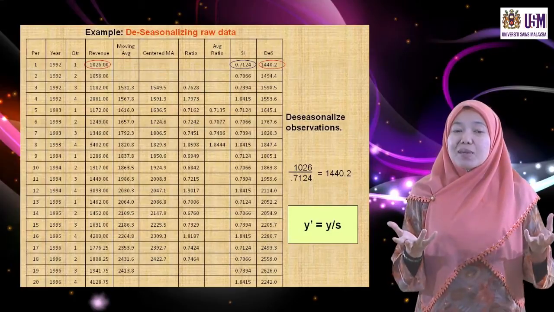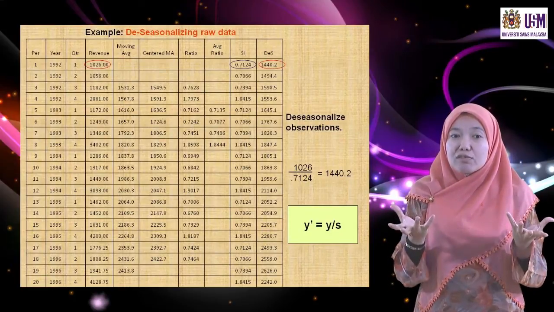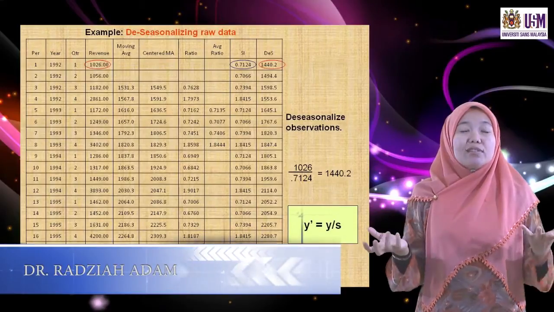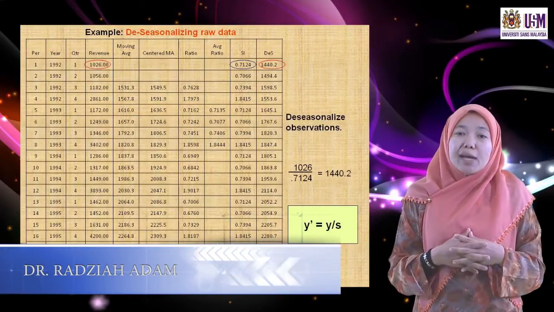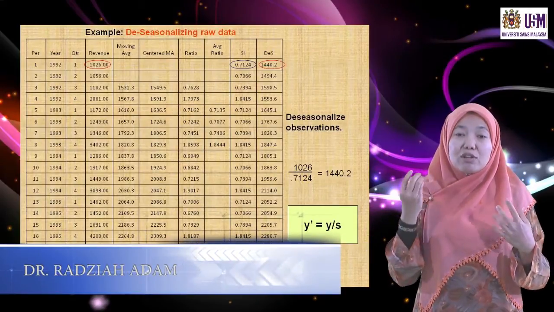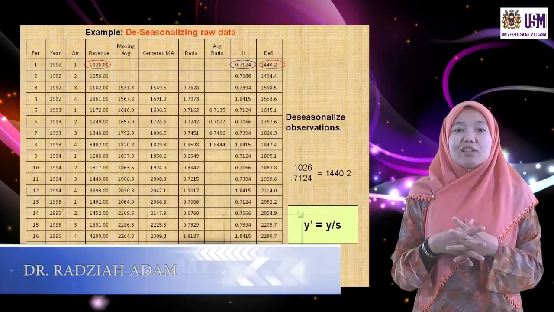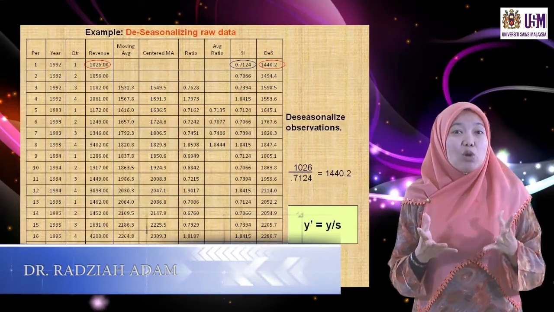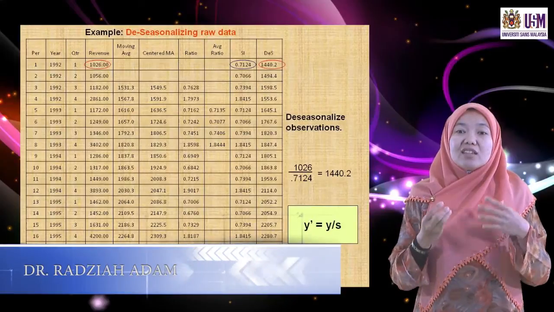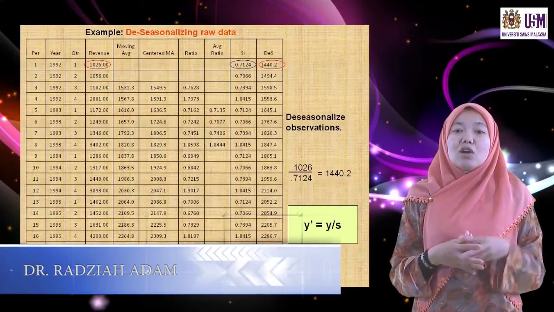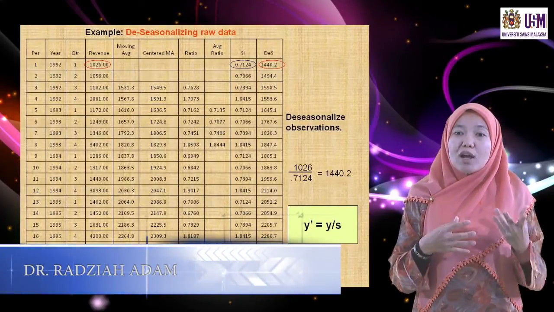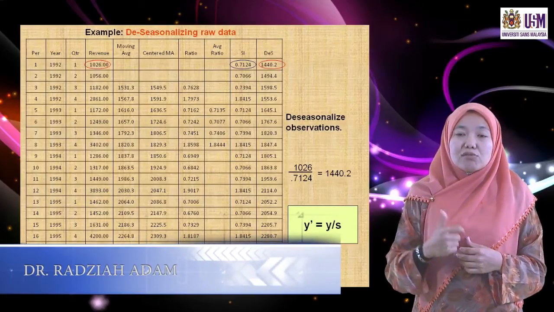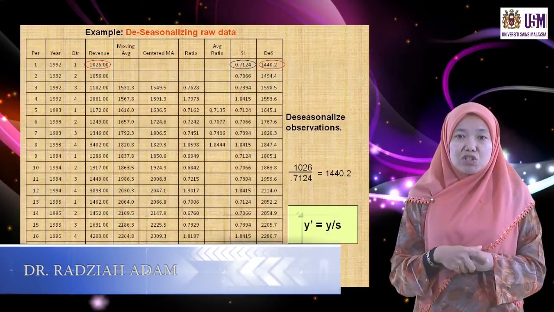So for the second period, same thing, you take your actual observation, sales revenue of 1056, you divide with the seasonal index for quarter two, which is 0.7066. So you should get a deseasonalized value. Your Y prime equals 1494. So you do the rest for all the observations.